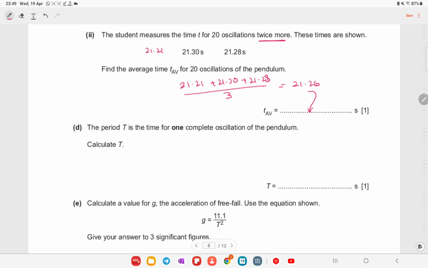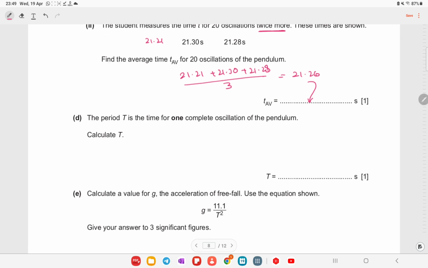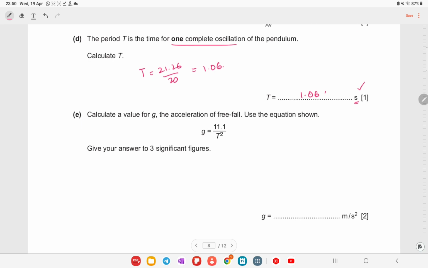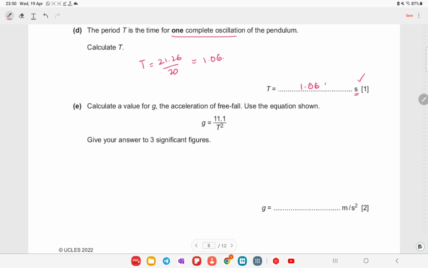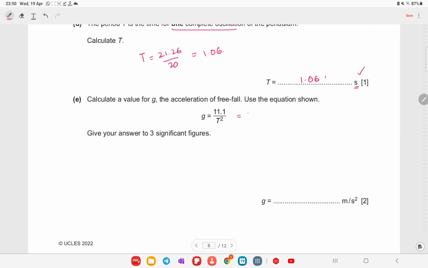The period is the time for one complete oscillation of the pendulum, so calculate T. T equals 21.26 divided by 20, and this is the time period for one complete oscillation, which is 1.06 seconds. The unit is already mentioned, so no need to write it. Calculate the value of g, the acceleration of free fall. Use the equation and give your answer to three significant figures. So it's going to be 11.1 divided by T squared, using the value given over here. It's going to be 9.82 meters per second squared. So again, this value is going to come over here.